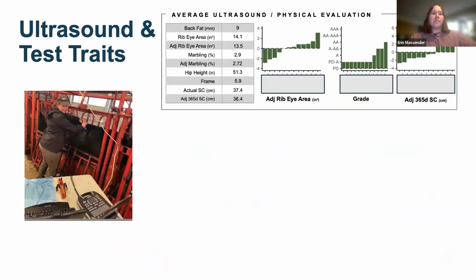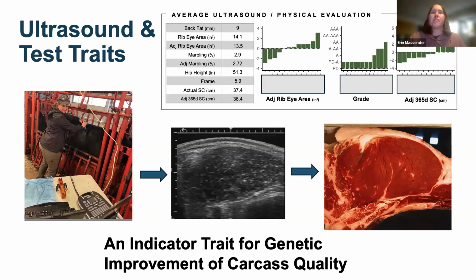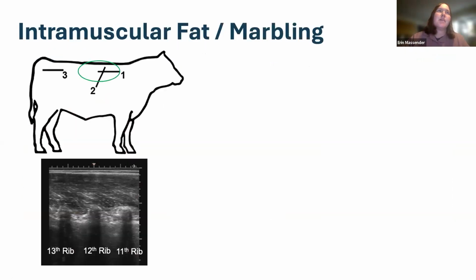Other data we usually have when making our selection decisions include ultrasound and test traits. So here we have average performance for a group of bulls and the same kind of graphs for ribeye area, grade, and scrotal circumference. With ultrasound, we take an image, which then is used as an indicator for the genetic improvement of carcass quality. Just to give a little bit more detail in terms of what we're actually capturing and what it represents, we take images across the 11th to 13th rib, which is used to estimate the marbling or intermuscular fat of the animal.